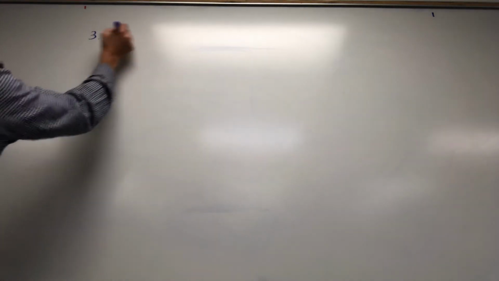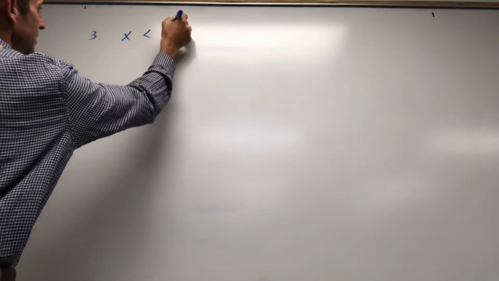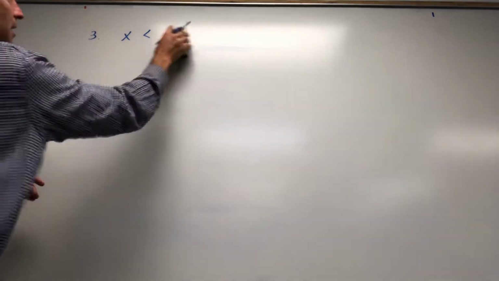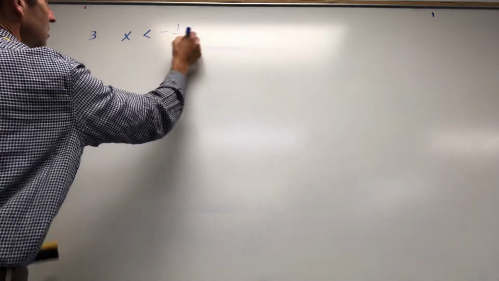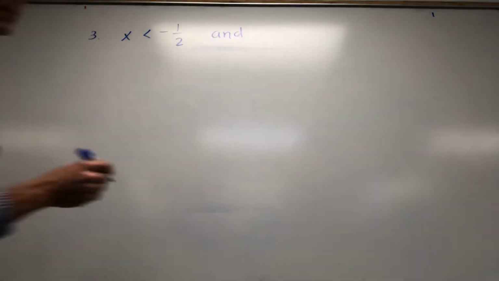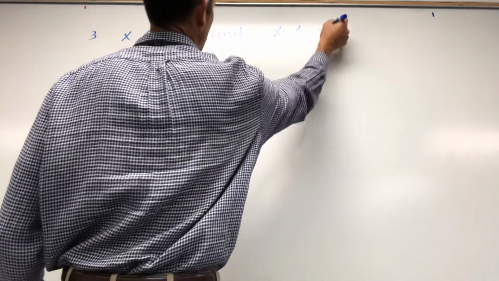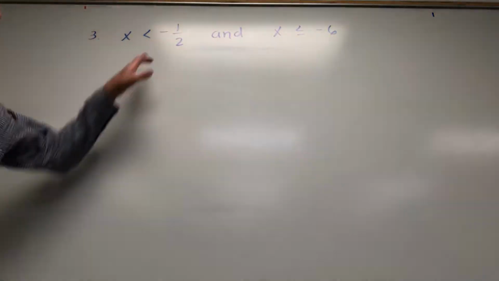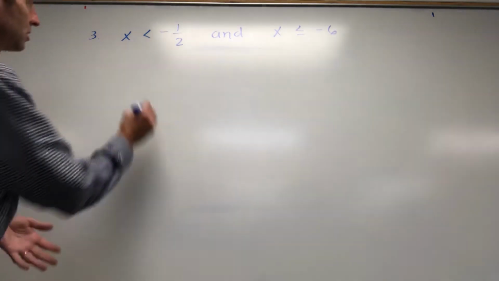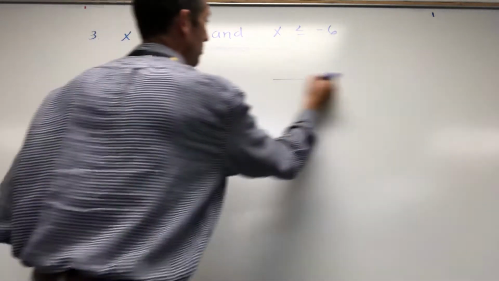X less than half. I think this is number 3. X less than, what kind of half did I have? Did I have negative? It was negative half. Let's do one more "and" problem. X less than or equal to negative 6. Okay, so here's two inequalities. They are already solved. So let's just draw a couple of line graphs and see where we're at.